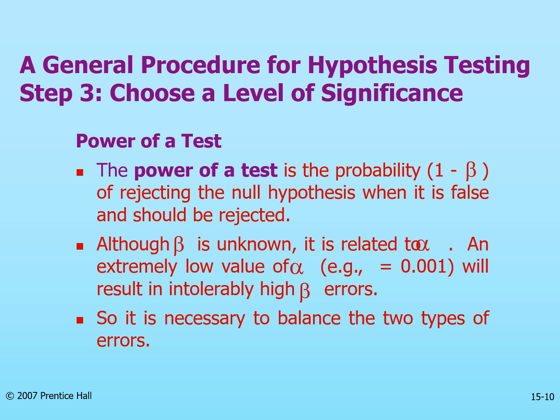An extremely low value of alpha will result in intolerably high beta errors. So in medical also we are not taking a value of alpha less than 0.01, okay? Because 1% we are accepting. That is, six sigma type of application can be useful on the manufacturing side, not on the medical side. So it is necessary to balance the two types of errors.